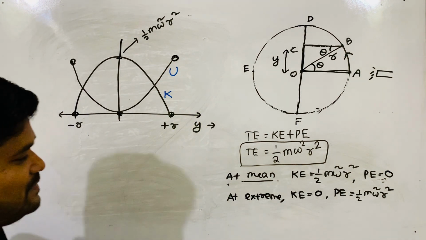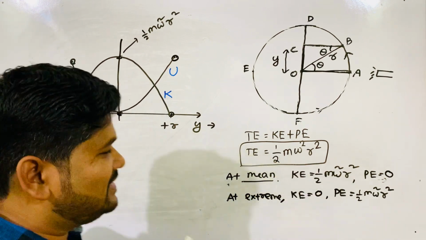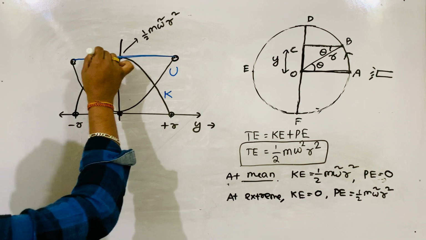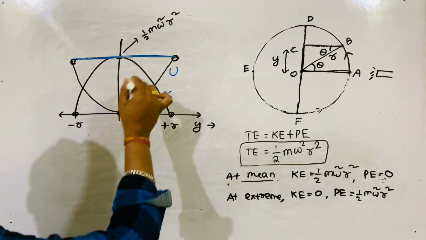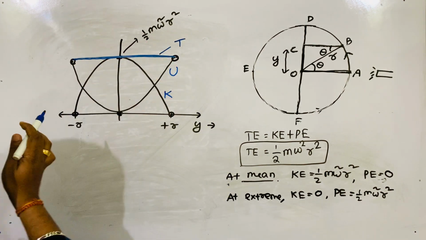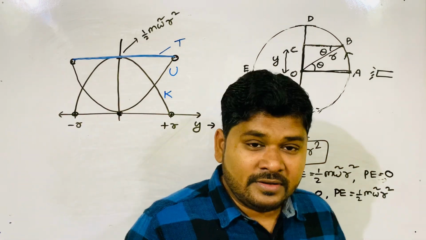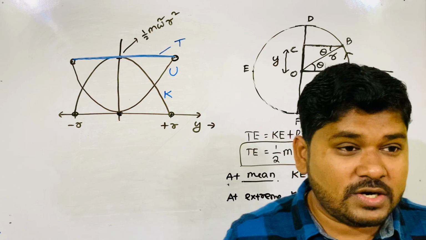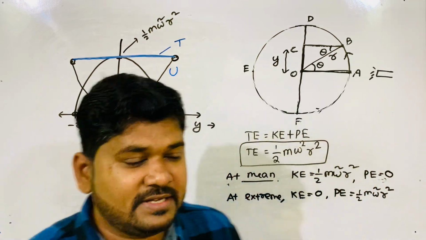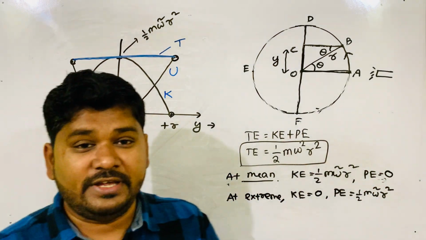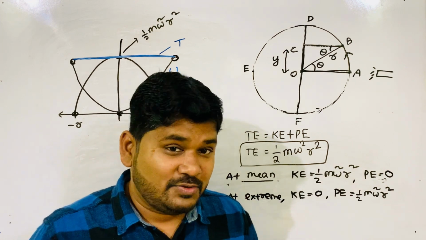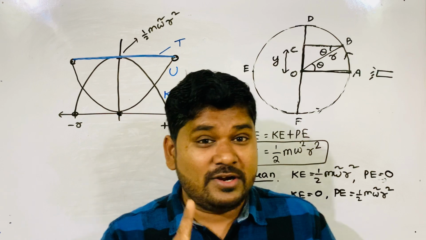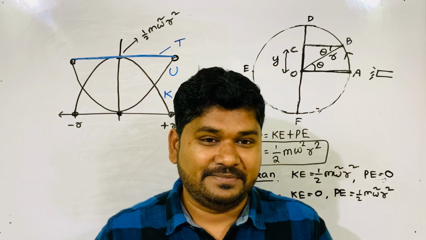What happens to total energy? It is always constant. So this line is the total energy. Hope you understood how the energy varies with displacement as well as with omega t, but total energy never varies. But one important question always comes in exam from here.